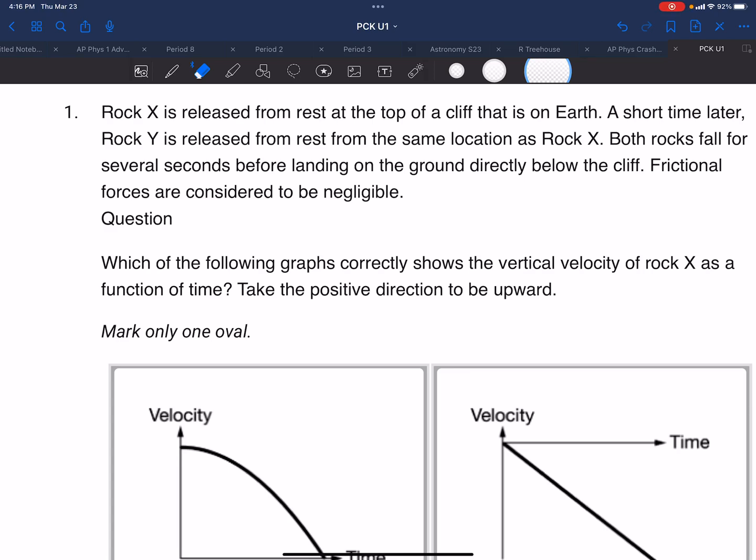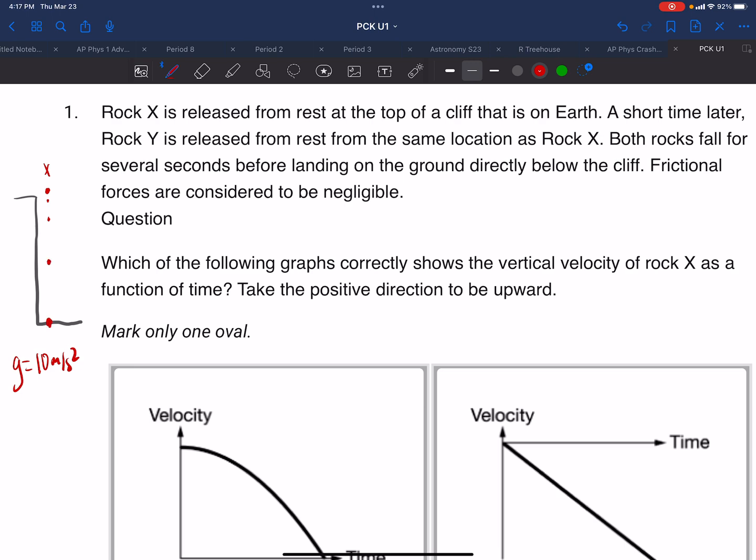This question involves a rock being dropped from a cliff. And we have rock X, which is dropped near the surface of the Earth, which means that the gravitational acceleration is about 10 meters per second squared. We expect it to undergo free fall, which means its velocity will increase like so.